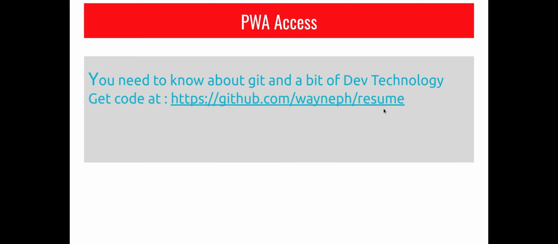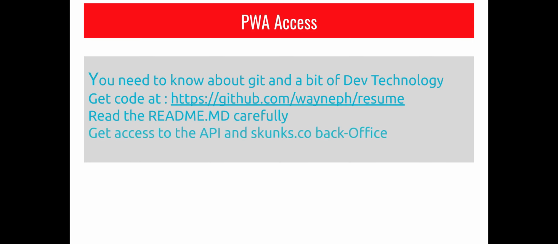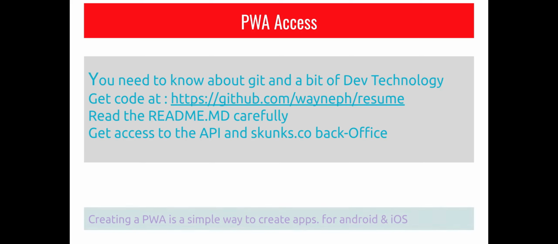The code is at that repo, github.com, Wayne PH resume. Quite simple. And read the README quite carefully because you need to get access to my API in order to build a progressive web app and the skunks.co back office.